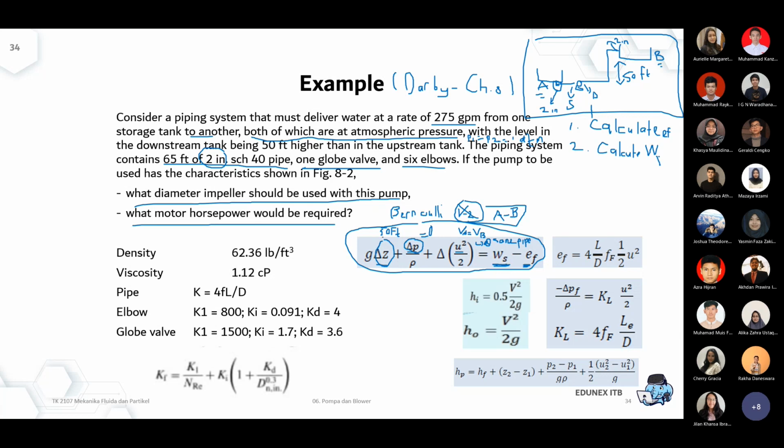So that's the step. You cannot start directly with the pump operation if you don't know how much pressure or how much energy has to be compensated to compensate the friction in the pipeline. So again, your first step will be to calculate the EF, the friction factor, which hopefully has been explained by Pak Wawan.